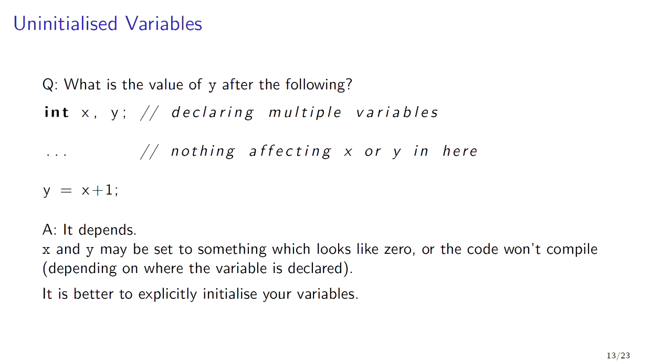It actually depends. Depending on circumstances, particularly where these things are declared, it could be that x and y had their memories zeroed, and so they're going to contain values that look like 0. So y equals x plus 1 will probably be 1. Or the compiler is going to say, no, those things weren't pre-initialized, so you cannot use them, and it will complain about it.